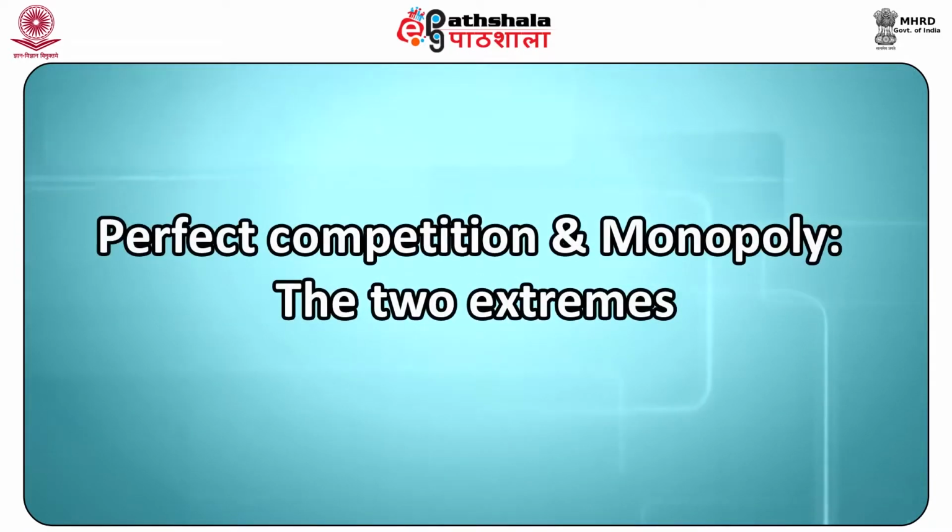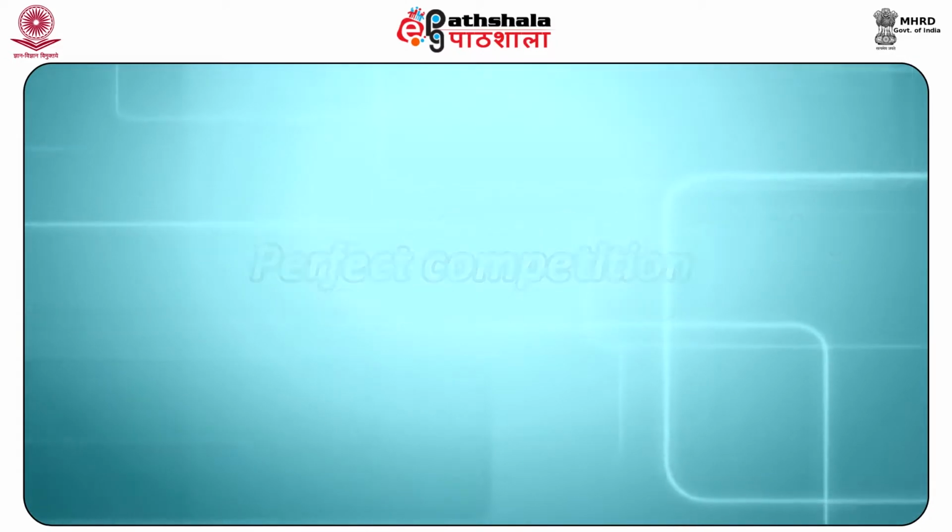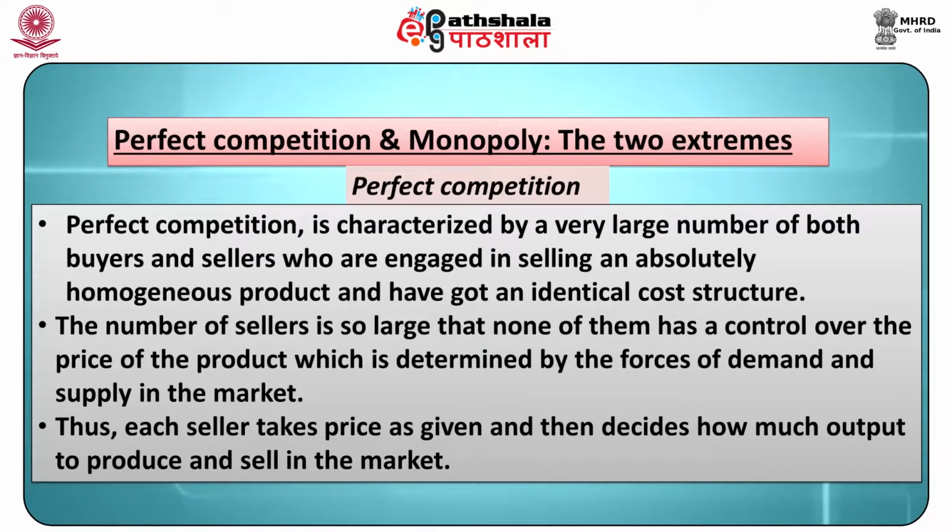Perfect competition and monopoly, the 2 extremes. Perfect competition. Perfect competition, as the name suggests, is the type of market structure which is characterized by a very large number of both buyers and sellers who are engaged in selling an absolutely homogeneous product and have an identical cost structure. The number of sellers is so large that none of them has control over the price of the product, which is determined by the forces of demand and supply in the market.